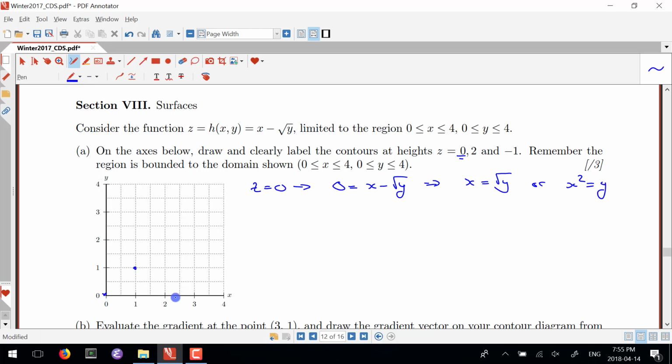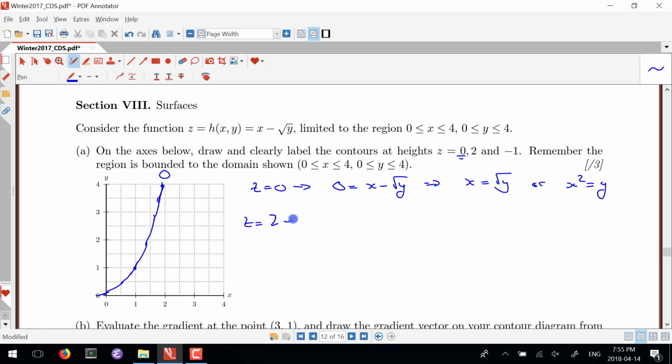Perfect. 1, 2 goes to 4. There we are. And if we label that contour correctly, all the points on that graph have a z value, or a height, of 0. All right, that wasn't too bad.